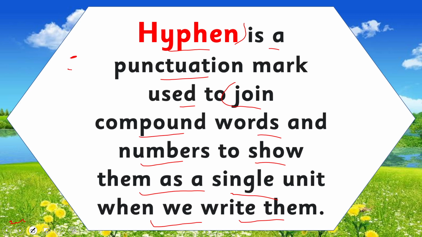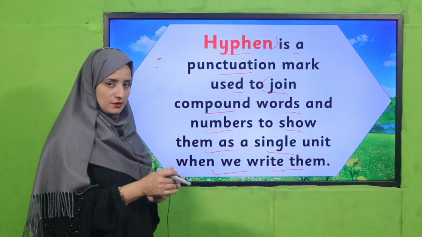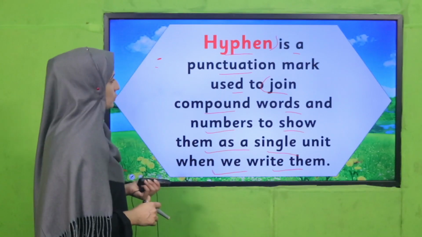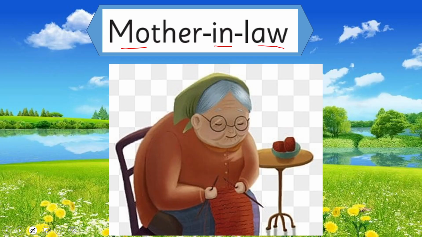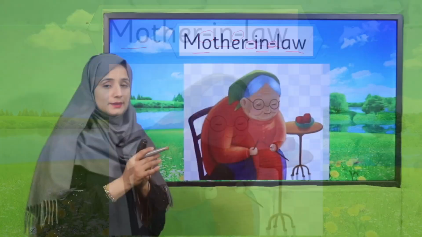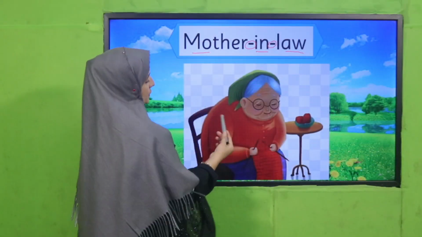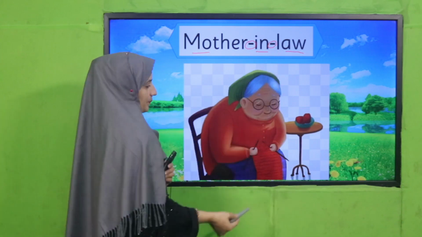When we want to join a compound word, or when we want to write a number in words, my dear students, then we use a hyphen. How? See there in the example: mother-in-law. Now you have seen this mark is called a hyphen, and that hyphen is being used to join a compound word. Now it is a compound word, mother-in-law.